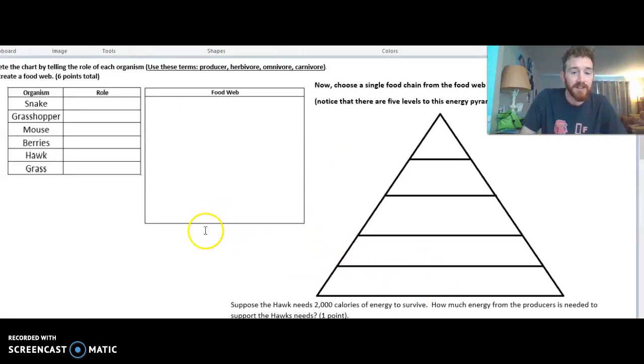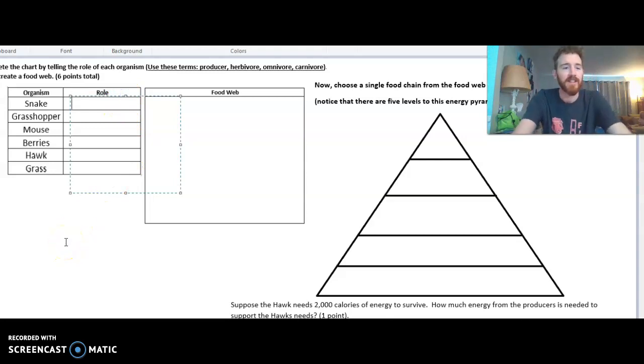Okay, so we're going to look at this now, and we're going to first talk about identifying the roles of these organisms in this ecosystem. So here we have the terms we're going to use: producer, herbivore, omnivore, and carnivore. I'm just going to go through that one with you, and we'll talk about again what these guys would eat, just to make sure we're on the same page, and I'll give you a couple hints for making the food web, and then how we can make that energy pyramid be the way we want it to be. So first of all, let's go ahead and identify the roles of these organisms. A snake is going to be a meat eater, okay? So they're going to be a carnivore. We're going to fill this in together here to get you off on the right foot.